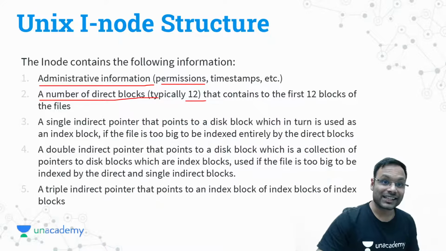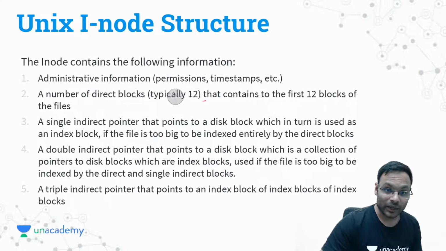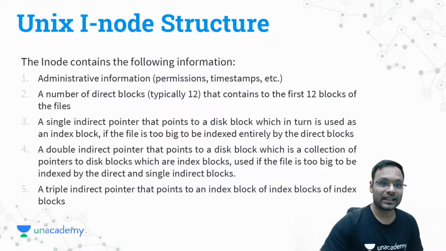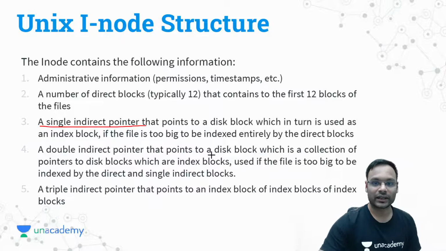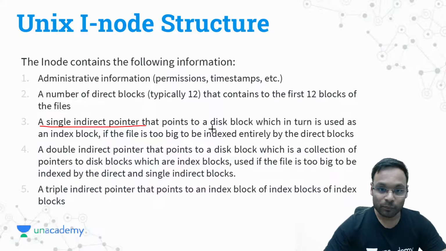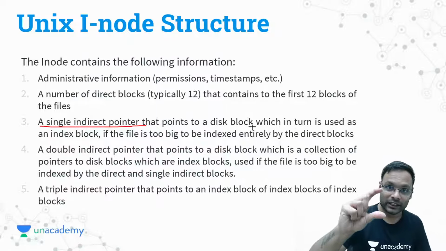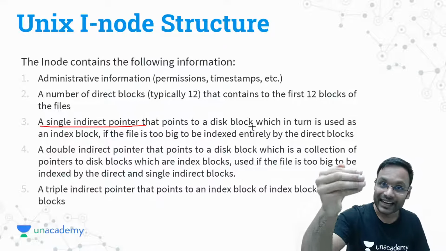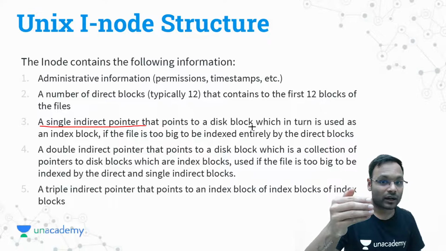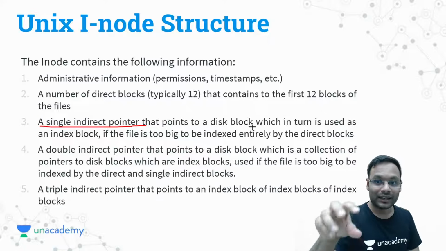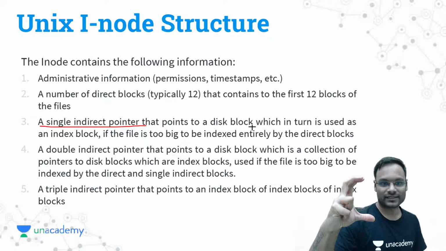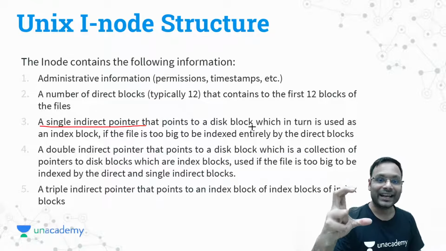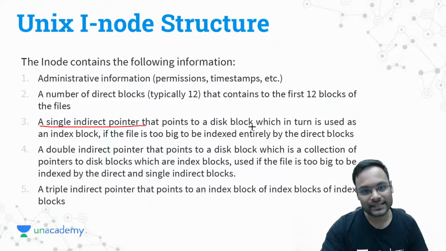Now if the file size is more than 12 blocks, then we will need a single level indirect pointer. Indirect pointer means that it points to a disk block. That pointer means a block number. That block number will bring me to a block. That block stores the indexes, like a single level indexing.